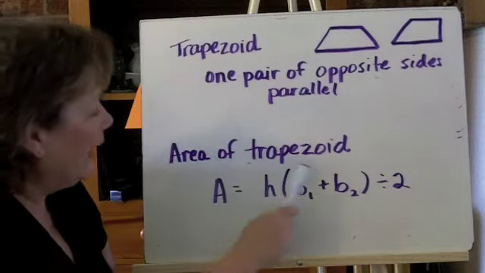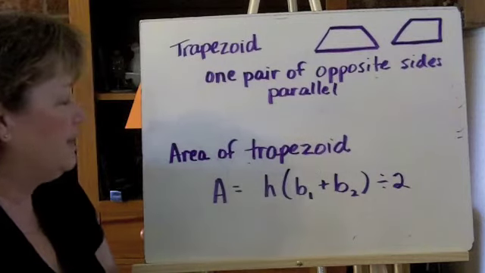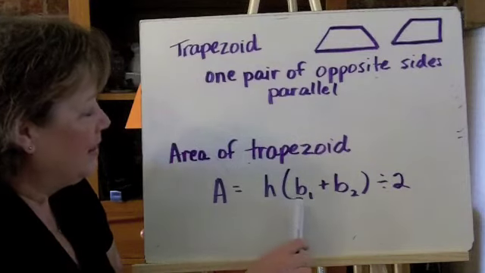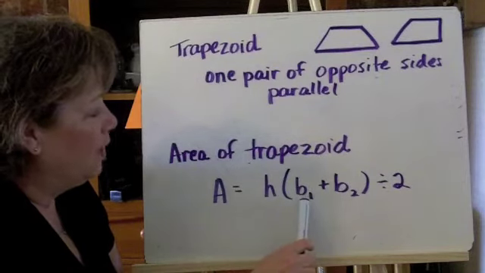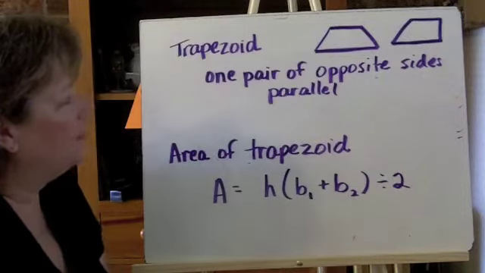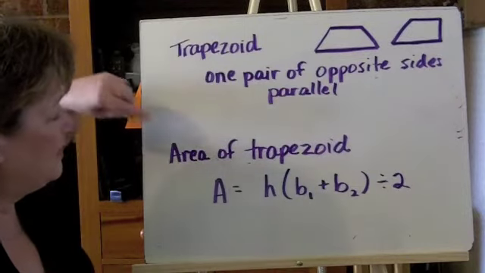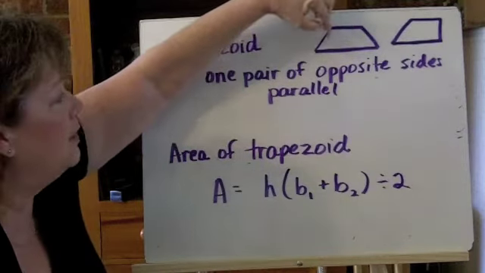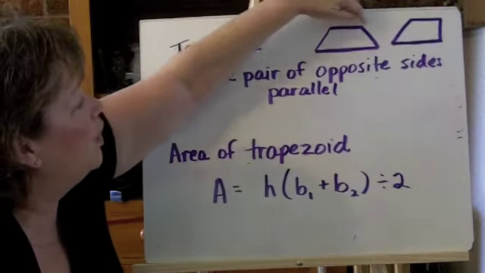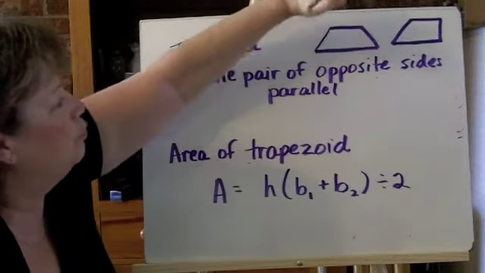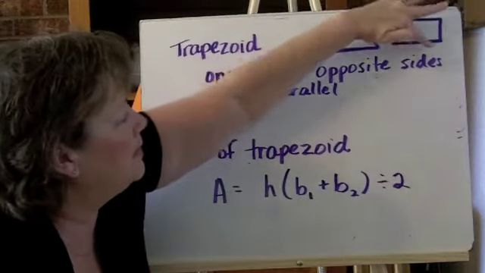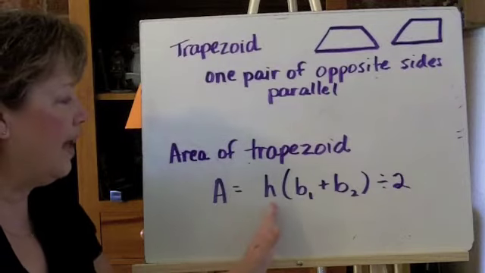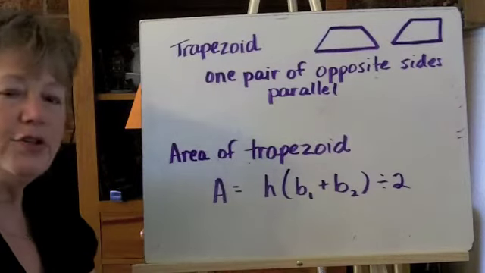And you find the area of the trapezoid, this is the formula, by multiplying the height times the base of one side and the base of the other side. So what that means is the height is where there's a right angle. We're going to see this in a moment. But this is like base 1, base 2. Base 1, base 2. So you add those together, multiply it by the height, and then divide by 2.